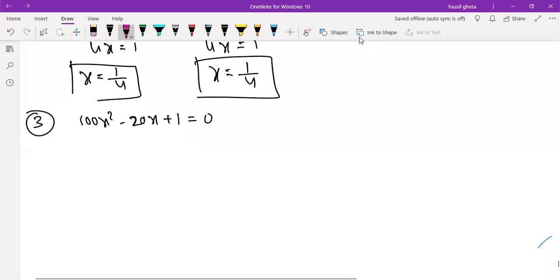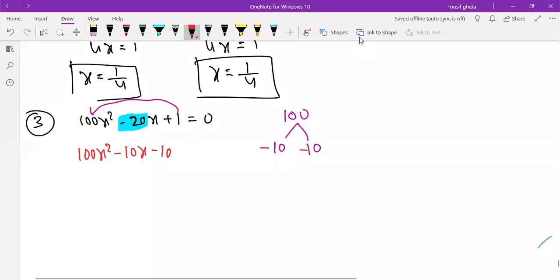You will multiply 1 into 100, right? Simple. 100 ones are 100. This is very easy. Orally, we can go for it without taking any factor. I can see 10 tens are 100. I need minus 20, right? So minus 10 will give me minus 20, and minus 10 into minus 10 will get plus 100. Yes, Manikanda, Krishna, right? Very good. So 100x square minus 10x minus 10x plus 1 equals 0.